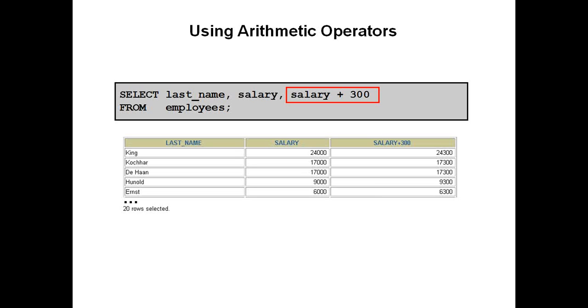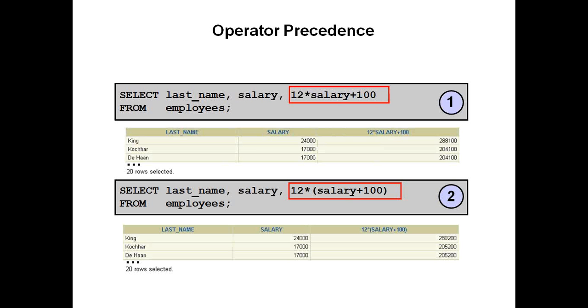So this is the example where it shows how we can perform arithmetic operations. In this example it is being shown that the salary is getting added by 300 and it is getting displayed on the screen. So we are retrieving 3 columns in total. The first one is the last name of the employee, then the salary, and then we are adding 300 to that particular salary. So like this we can perform addition.